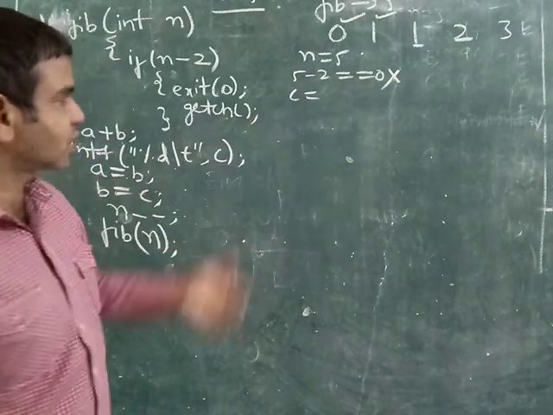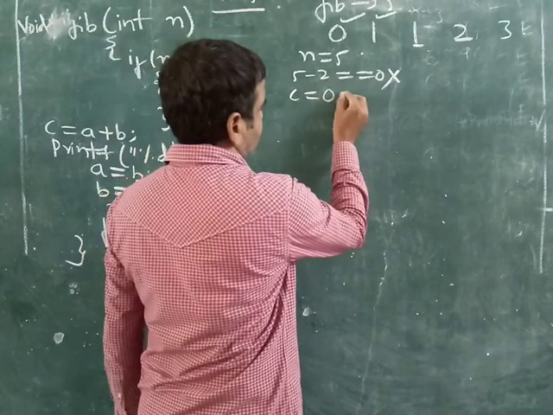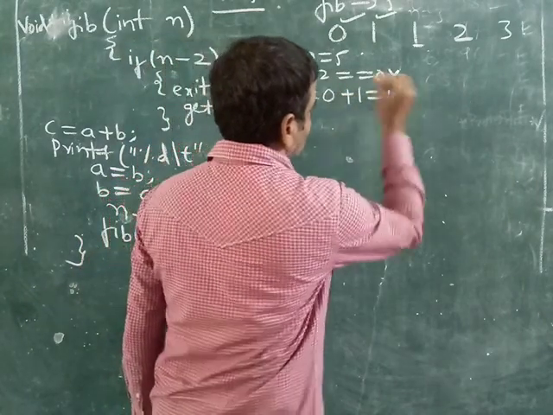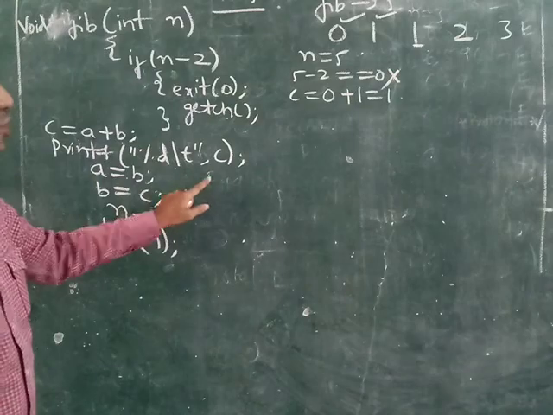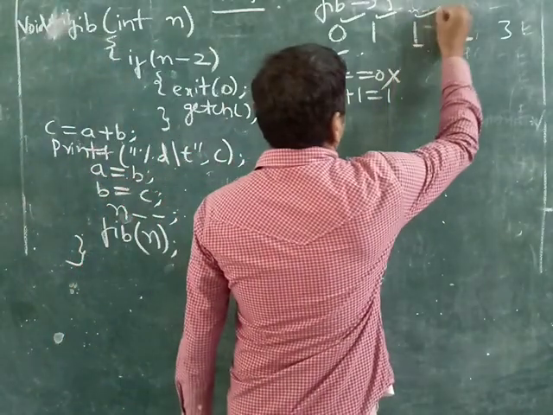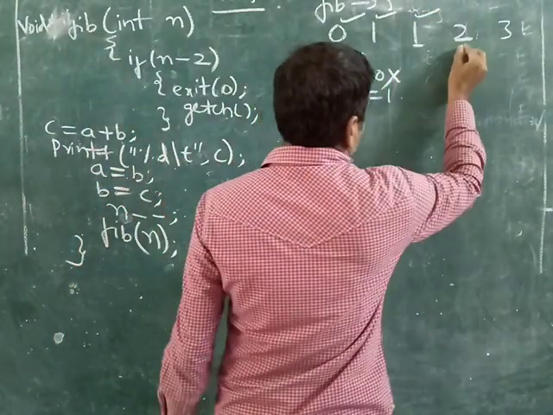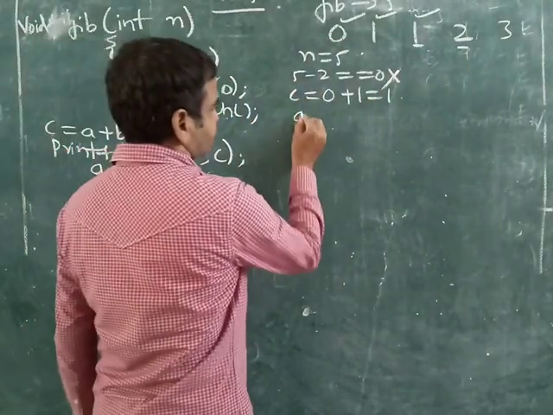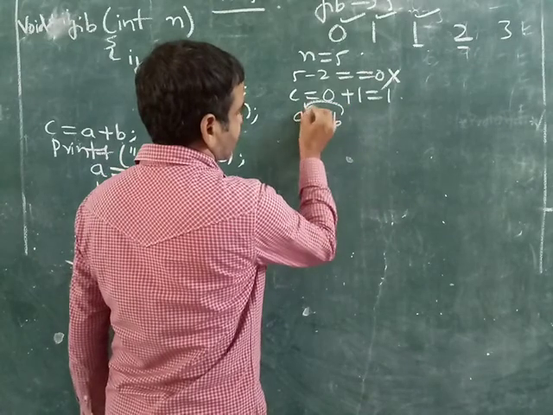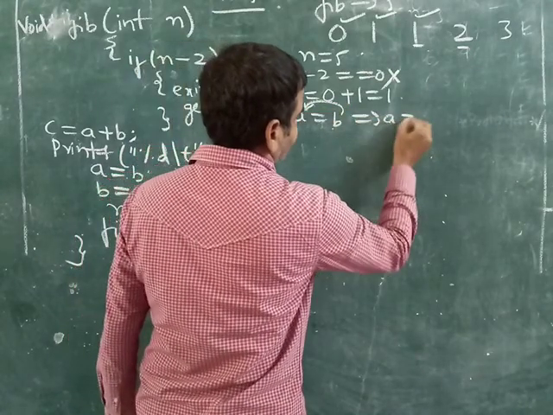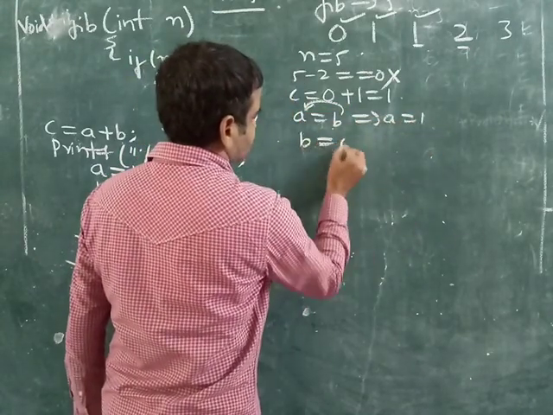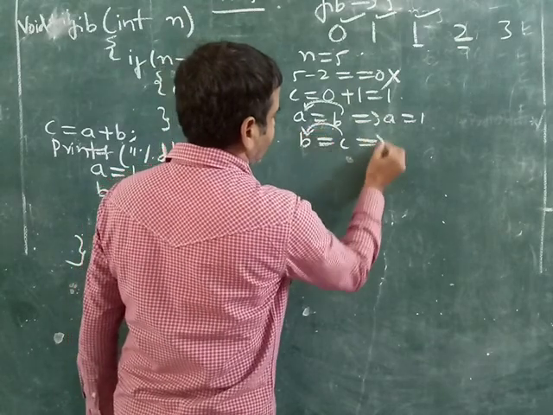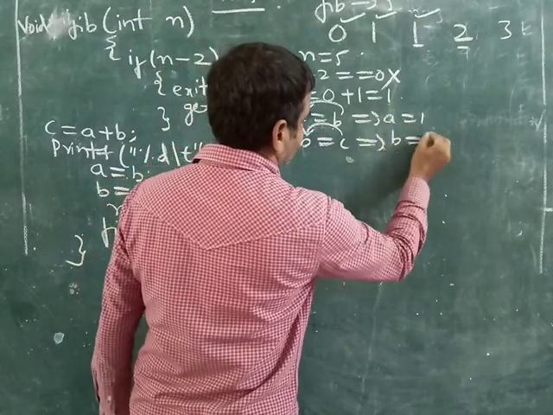So C is equal to 0, A is equal to 0, B is equal to 1, C is equal to 1. Then we are printing the C value. C value means 1 will print. After printing, slash T, the cursor comes here. Then A is equal to B. What is the B value? B value is equal to 1. So A is equal to 1. B is equal to C. C value we are assigning to B. What is the C value? C is equal to 1. So B value is equal to 1.